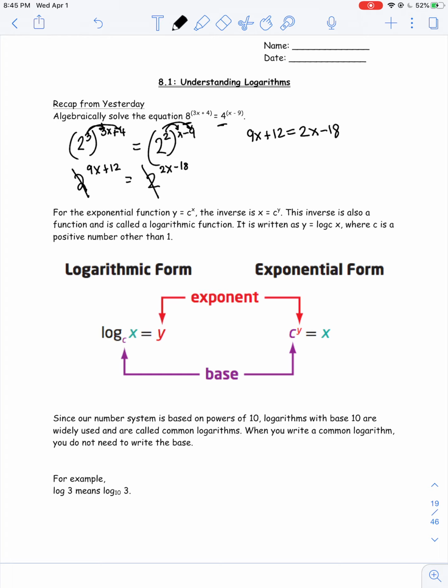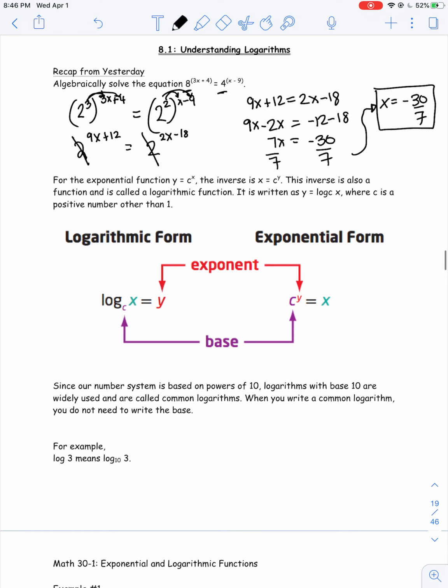So what we're going to do is bring the x's to one side. So 9x, we're going to subtract 2x because we have to isolate for x. And then negative 12 minus 18 is going on the right side. So 9x minus 2x is 7x. And negative 12 minus 18 is negative 30. So we're going to divide both sides by 7, which means that our solution is x equals negative 30 over 7. So we'll leave it like that.